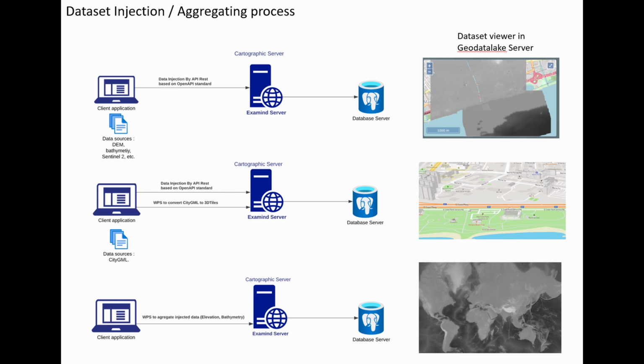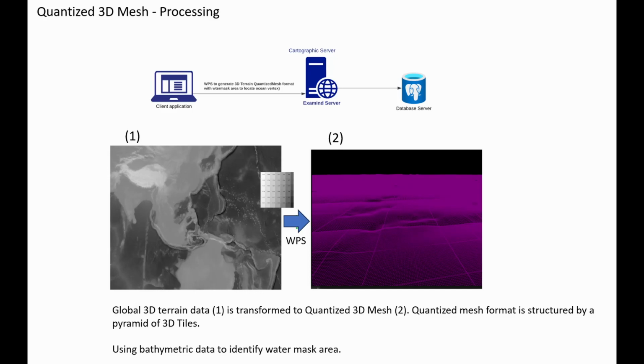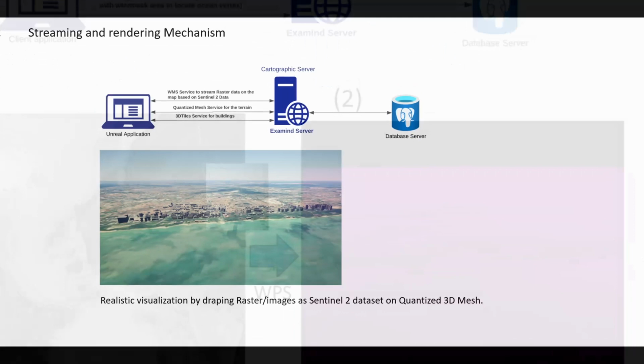Data injection and CityGML conversion are realized by OpenAPI calls to store datasets in the Datalake Server. Finally, a WPS call is realized to aggregate all the data in a global product. To visualize 3D tiles in the 3D demonstrator, the system is able to transform the global elevation product into quantized mesh format by using a WPS call. To identify ocean and sea areas, we use an extension of the quantized mesh format to generate a water mask.